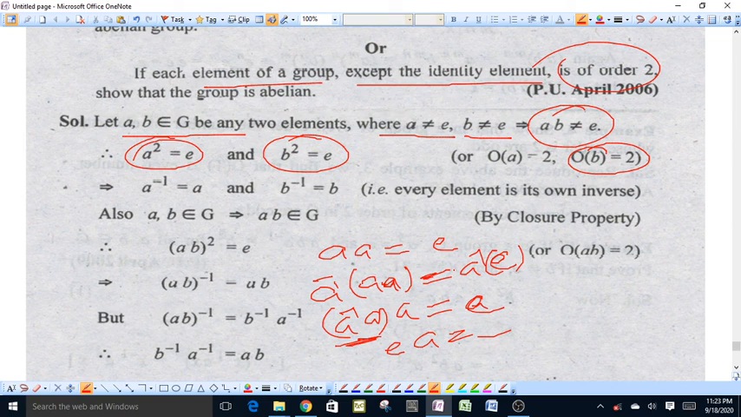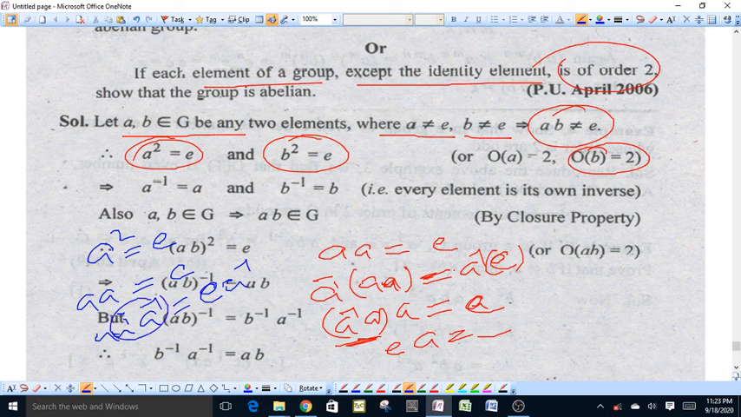Or we can write it as: because a square is equal to e, a square may be written as a a is equal to e. a a into a inverse is equal to e a inverse. a into a inverse is equal to e, therefore a is equal to e into a inverse is equal to a inverse, that is a is equal to a inverse. a square is equal to e, this means a inverse is equal to a. Similarly, b square is equal to e, this means b inverse is equal to b.